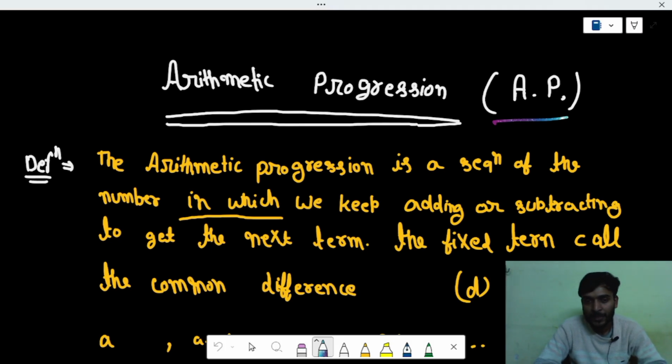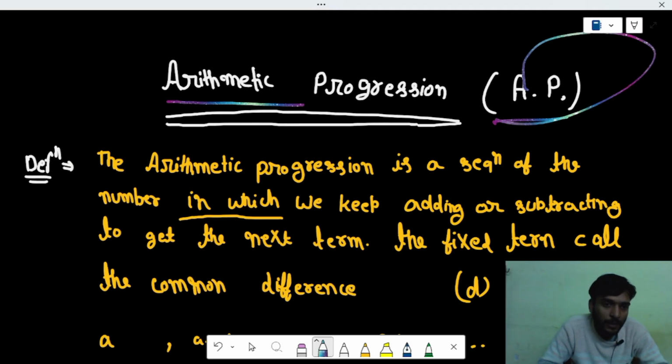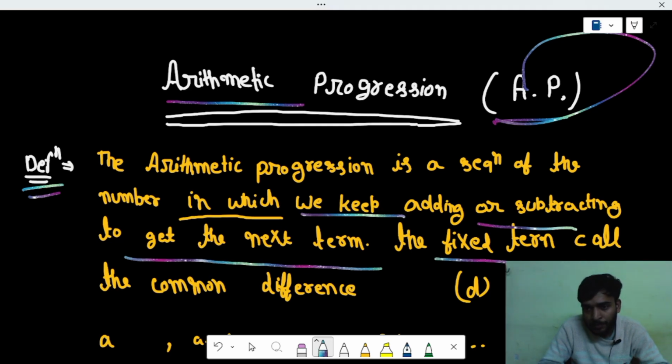Today I will discuss the important topic of arithmetic progression, which is a part of sequences and series. Arithmetic progression, also known as AP, is defined as a sequence of numbers in which we keep adding or subtracting a fixed number to get the next term. This fixed number is called the common difference, which is denoted by d.